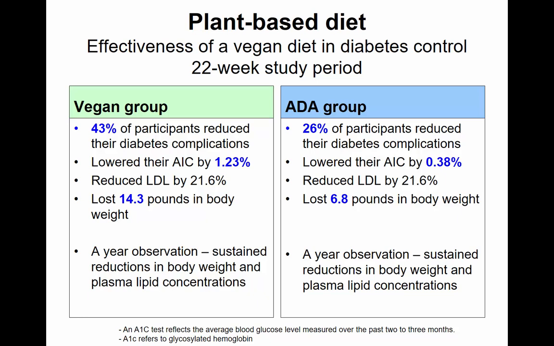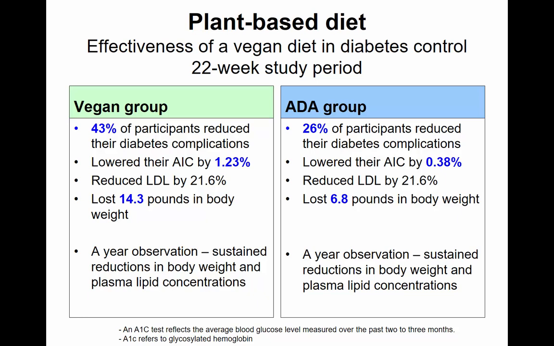So people did studies and made a comparison of these two diets. They divided people into two groups. One group was given a vegan diet, and the other group the ADA recommended diet. After 22 weeks, they measured all the parameters in the serum and body weight, and compared the effect of these two diets in these two populations.